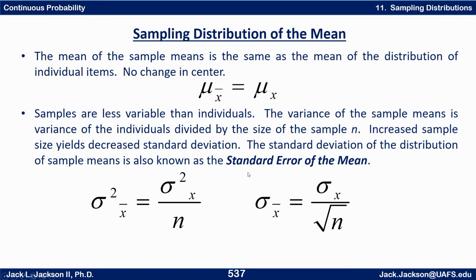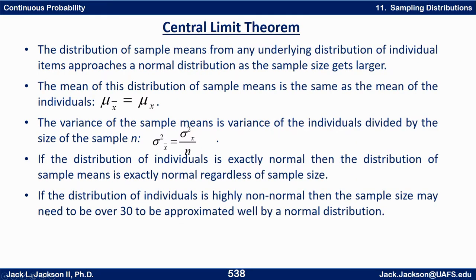Now, if the distribution of individuals is actually normal, then the distribution of sample means is also normal. But it turns out the central limit theorem then tells us that the distribution of sample means from any underlying distribution of individual items approaches a normal distribution as the sample size gets larger. So the larger the sample size, the closer the distribution of sample means is to a normal distribution, even if the underlying distribution is very unlike a normal distribution.